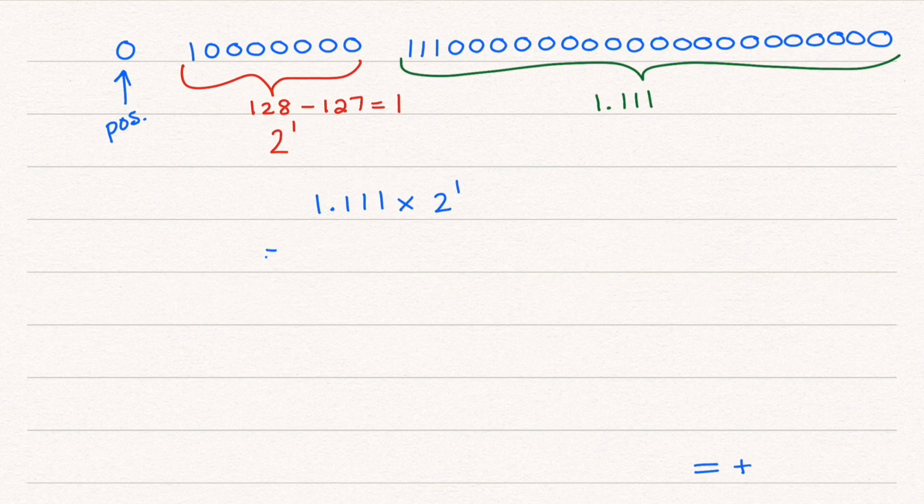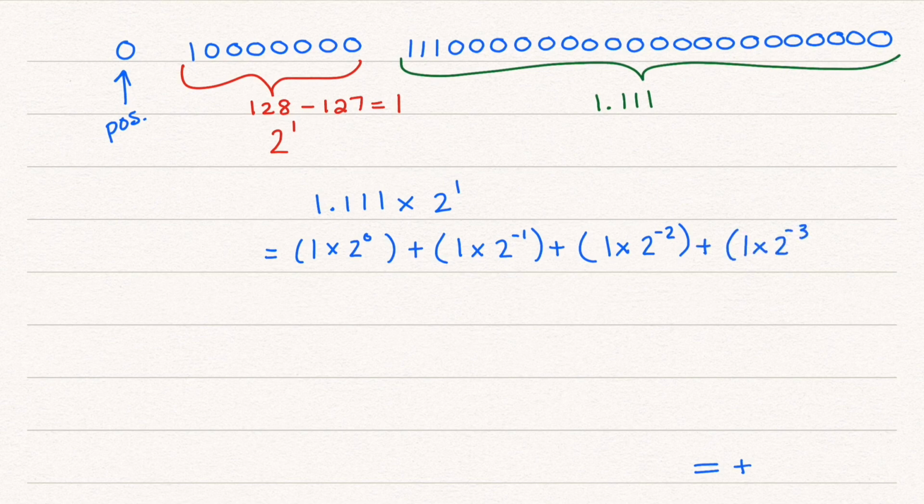So I'm going to expand my binary number. So I have 1 times 2 to the power of 0 plus 1 times 2 to the power of negative 1 plus 1 times 2 to the power of negative 2 plus 1 times 2 to the power of negative 3. And all of that, that whole thing is going to be multiplied by 2 to the power of 1. So my first set of brackets there is going to be 1.